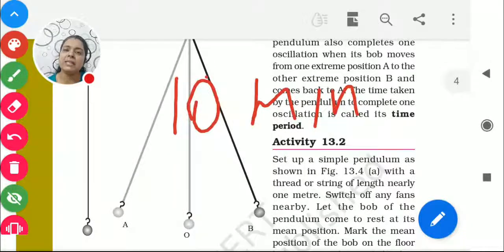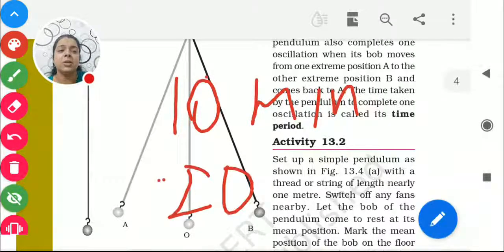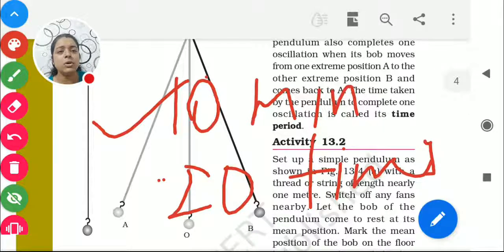When it takes 10 minutes over here, then you have to check with the time. How many times did it oscillate? 20 times. And how much time did it take? It took 10 minutes. So in one oscillation, how much time does it take?